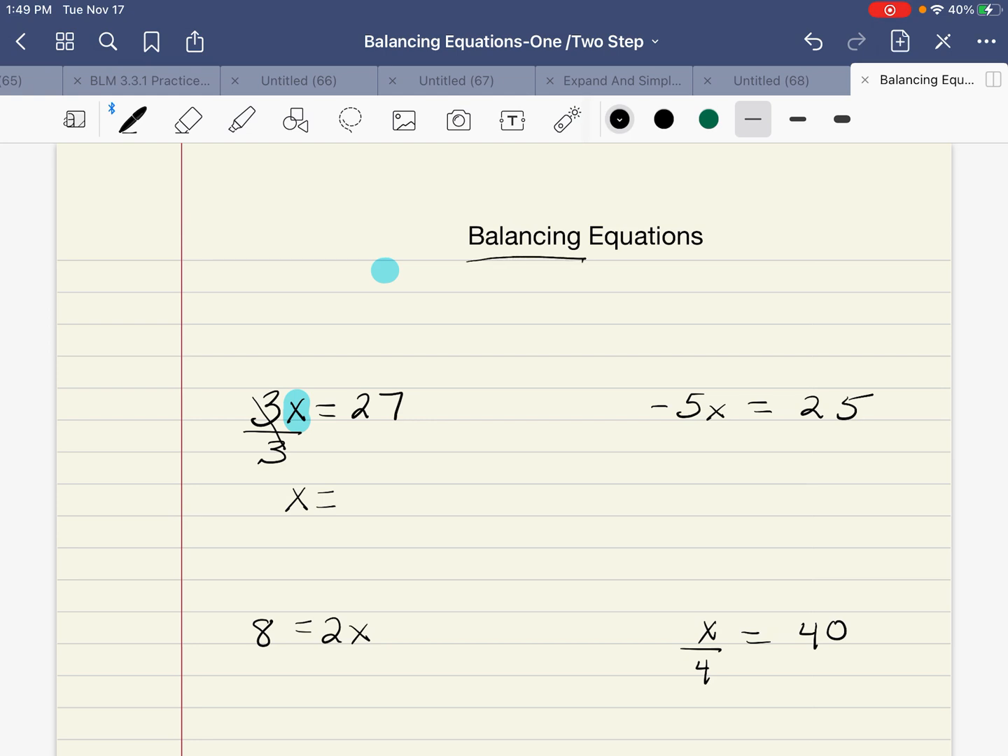What I do to one side of the equal sign, I have to do to the other side. And that's where your answer is going to come from. 27 divided by 3 is 9.